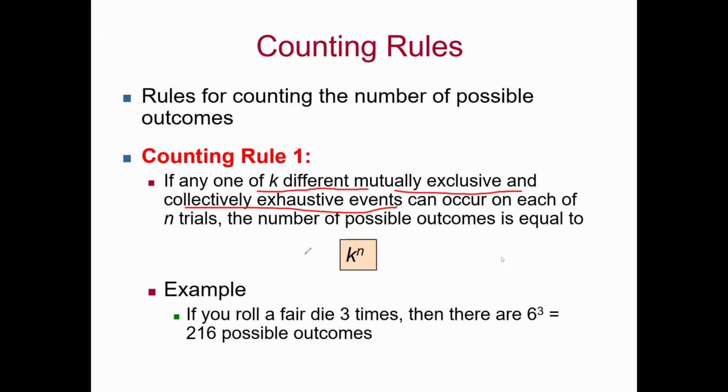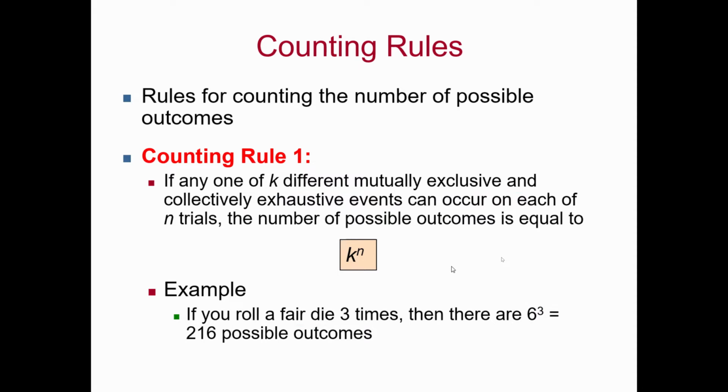For example, if you throw a coin 3 times, what will be the sample space? We can write it as 2 cubed. 2 is related to k, and n is the number of trials. In this example, when you throw a fair die 3 times, the sample space will be 6 to the power of 3. 6 is the sample space for one die. When you throw it 3 times, the sample space will be 6 to the power of 3.